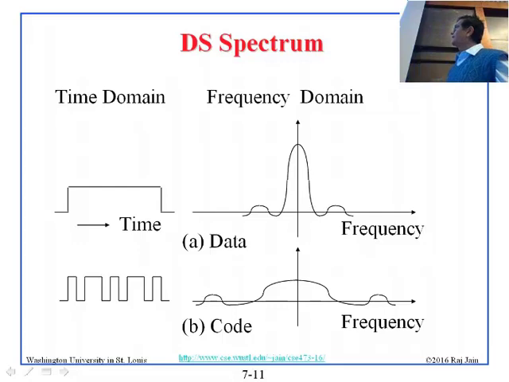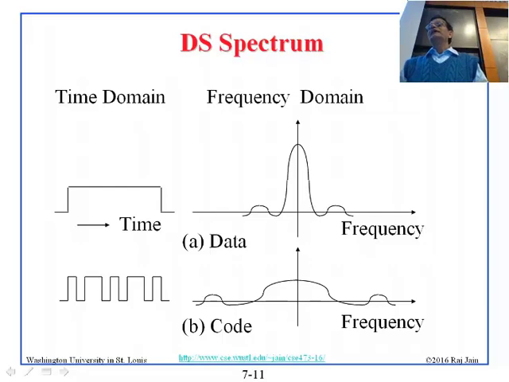Now when you send 10 bits, in the power domain, it looks like this. Basically, the power is everywhere. There is no very sharp peak. The peak has kind of come down. And so basically what you have done is you have spread the spectrum. Instead of this, you have spread it like this. Instead of having 5 hertz, you now have 50 hertz or 500 hertz.